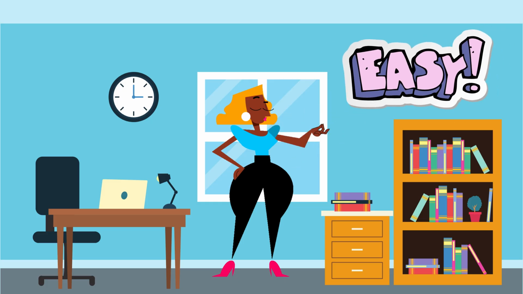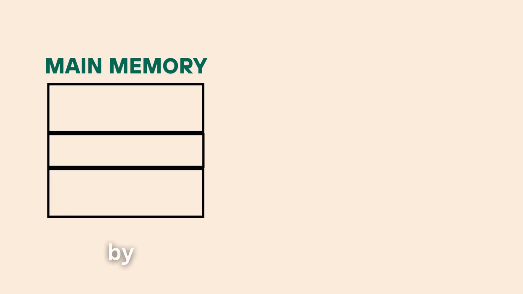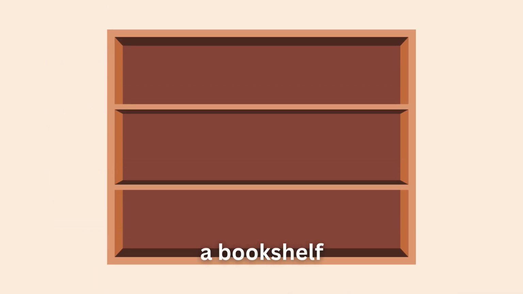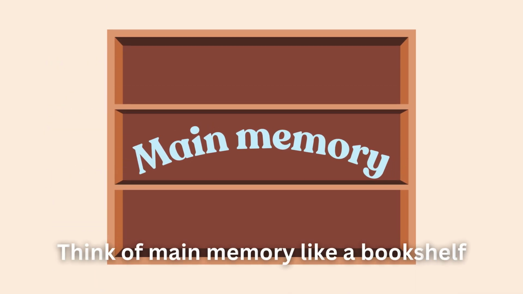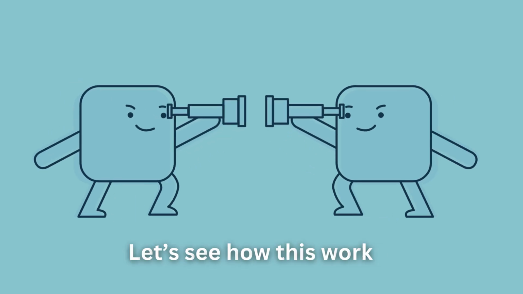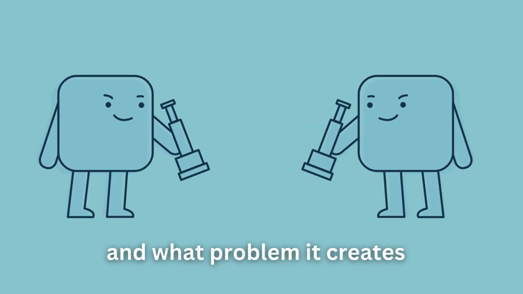Now, let's make this even easier to understand by comparing memory to something we all use, a bookshelf. Think of main memory like a bookshelf, and each shelf is a partition. Let's see how this works and what problems it creates.